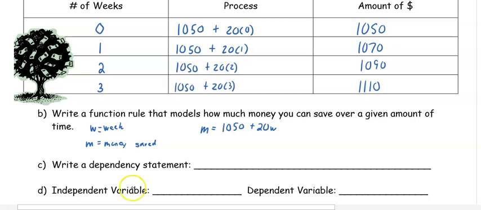So in this case, remember the independent variable is what's happening first, so that would be the number of weeks. And our dependent variable then would be the money saved. So our dependency statement would be the money saved depends on the number of weeks.